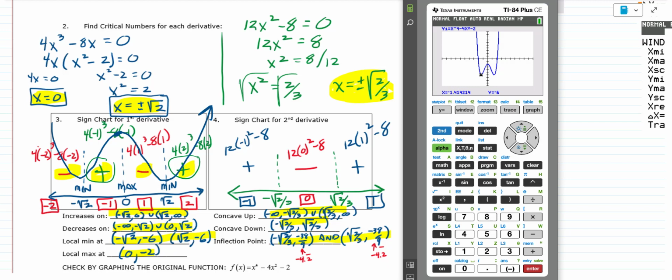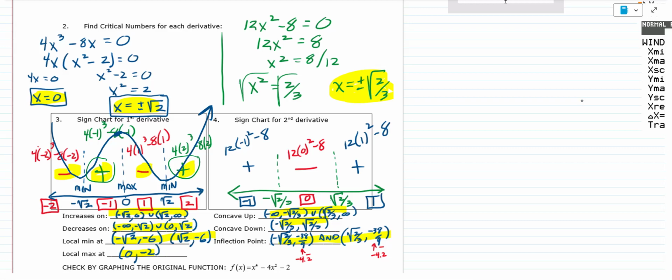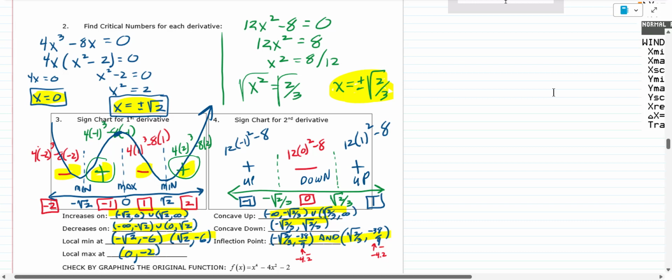So what would have happened on the next one here is you had plus, minus, plus, so that means you're concave up in these two locations, and you're concave down in there. The answer I got for concave up was negative infinity to negative root 2 over 3, and then root 2 over 3 to infinity. And then concave down was negative root 2 over 3 to root 2 over 3, like that.